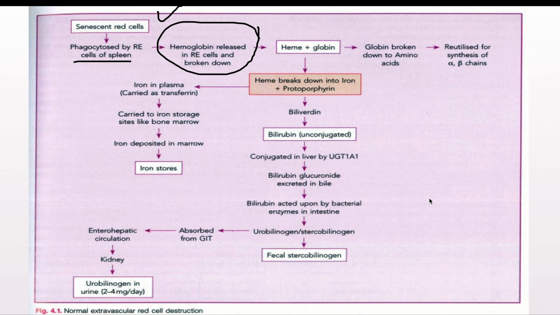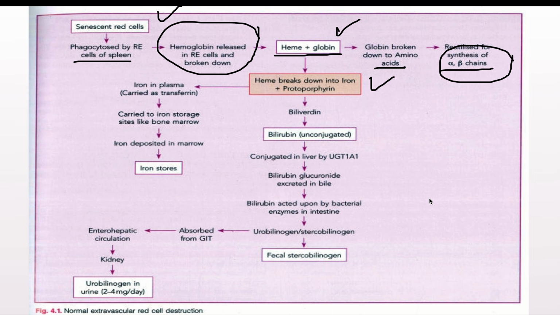Now this is further broken down into heme and globin. Globin is a type of protein, so it is broken down into amino acids, and then these are reutilized to form alpha and beta chains. It is important to note that everything in the body is reutilized, so this is reutilized to form alpha and beta chains. However, the next part remaining is the heme. Heme will break down into iron and protoporphyrin.